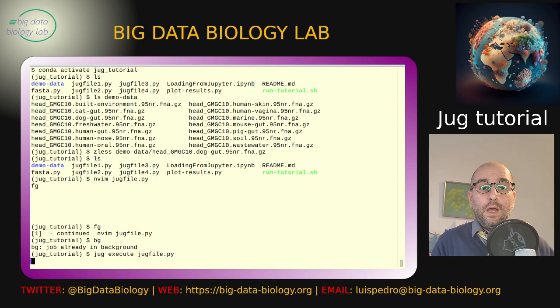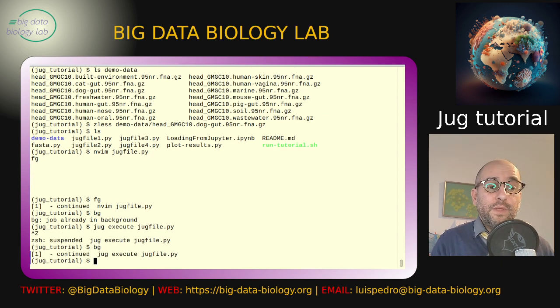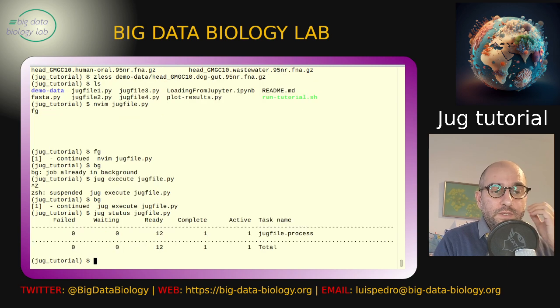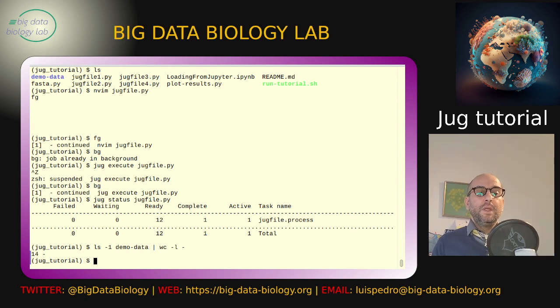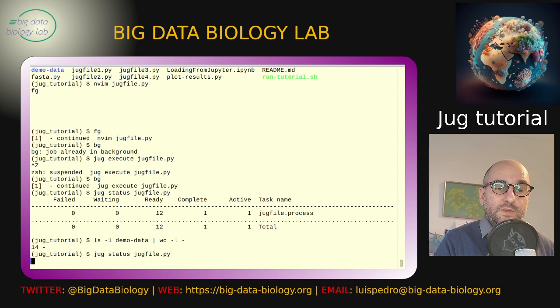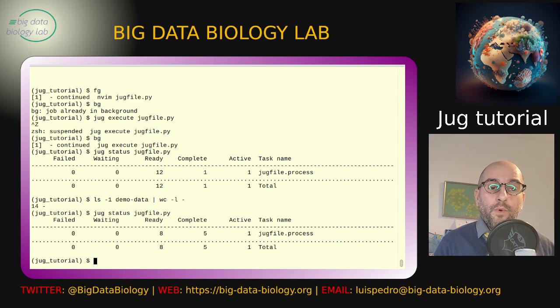And now I'm going to run this in the background, and the tasks are executing. I can also run jug status jugfile. And we can see 1, 2, 3, there it is. There's a total of 14 different tasks because we have a total of 14 different habitats. Let's just check the data. Yep, we have a total of 14. At the moment, 12 were ready, could be run, 1 was complete and 1 was active. We can check again, more progress has been made.